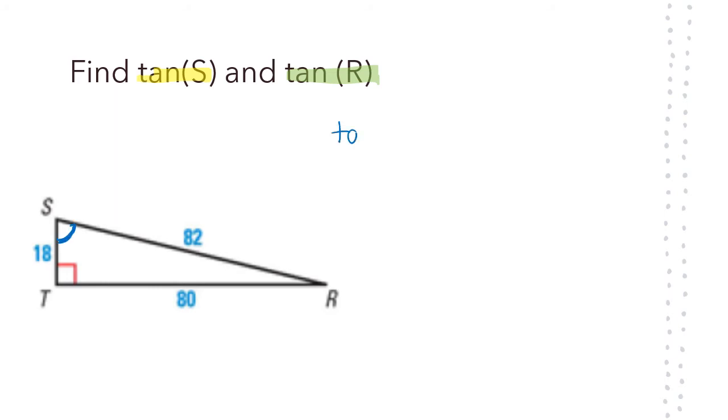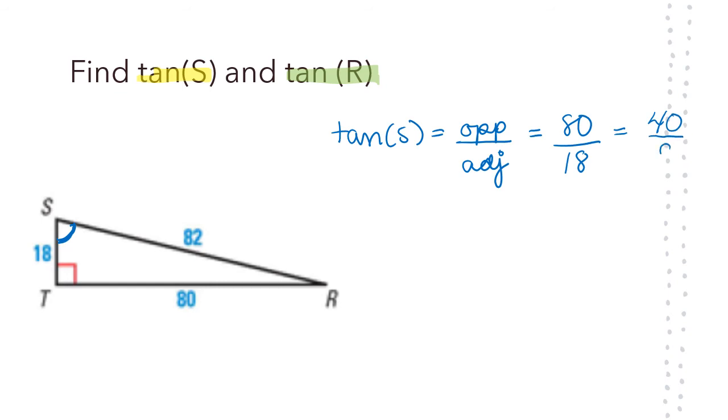In order to find the tangent of angle S, we need to look at the ratio of the side opposite to it to the side adjacent to it. The side opposite of angle S is 80. The side adjacent to angle S, the leg adjacent to angle S, is 18. Both of these can be divided by 2. So the tangent of angle S is 40/9.